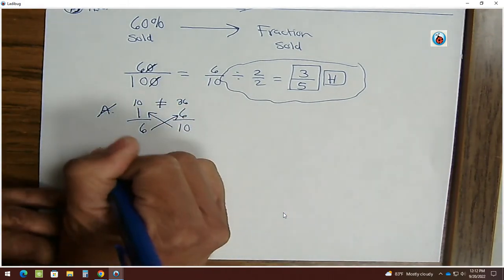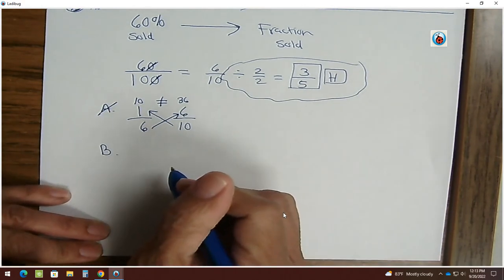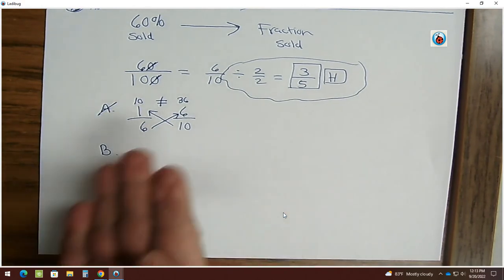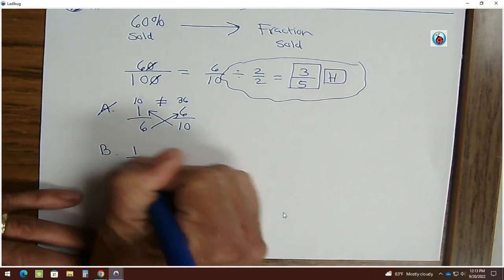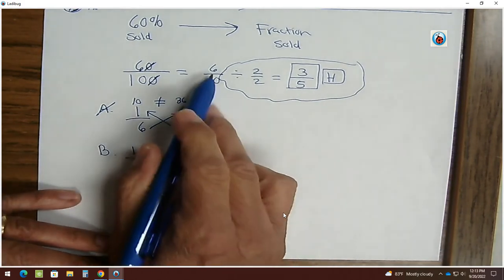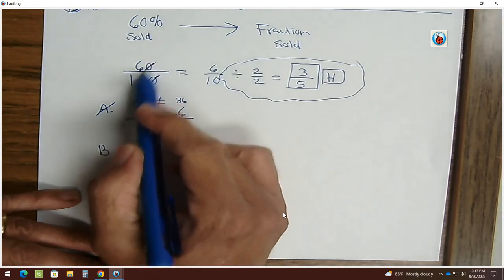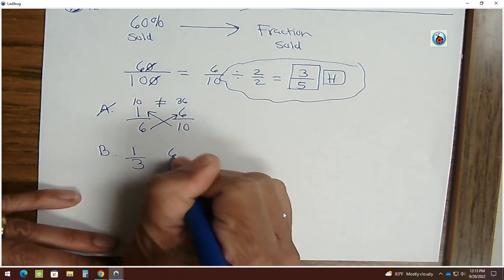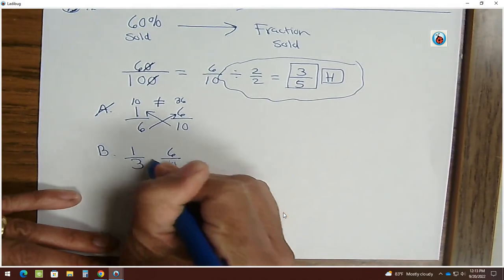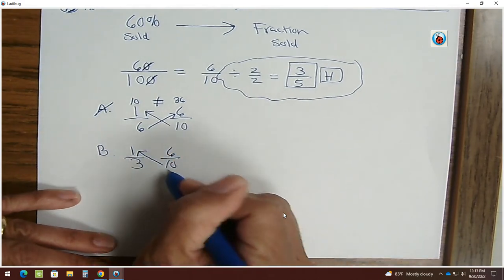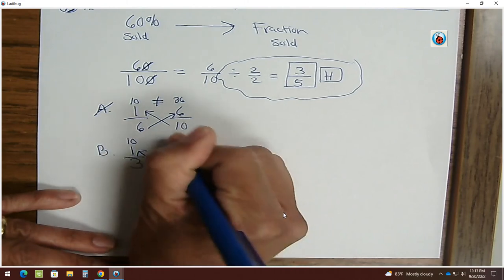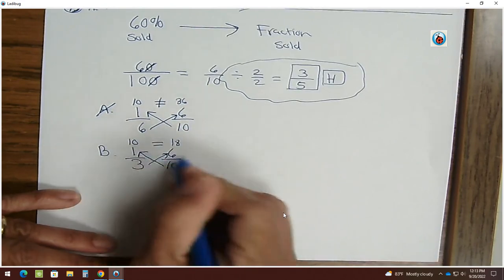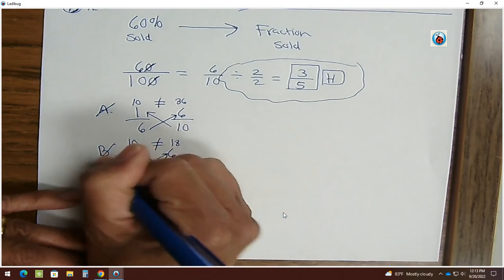Let me do another one. B. Give me the fraction for B. If you do not know how to simplify, you can do this. It's called cross products. 1/3. And your answer right now is 6/10, right? Because you already did the trailing zeros. 6/10. Go across. It's called cross product. What's 10 times 1? 10. What's 3 times 6? Are they proportional? Are they equal? No. Bye-bye to B.